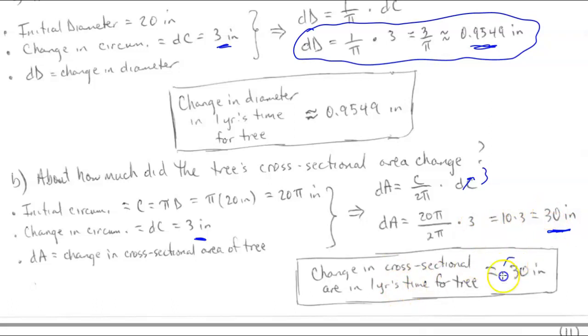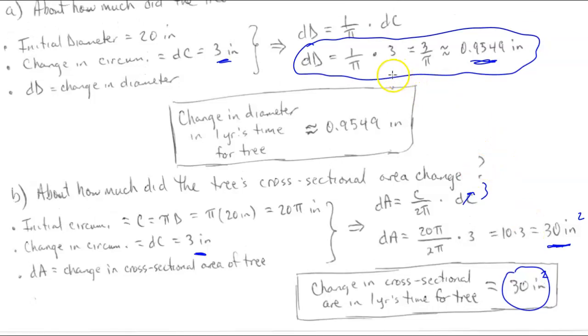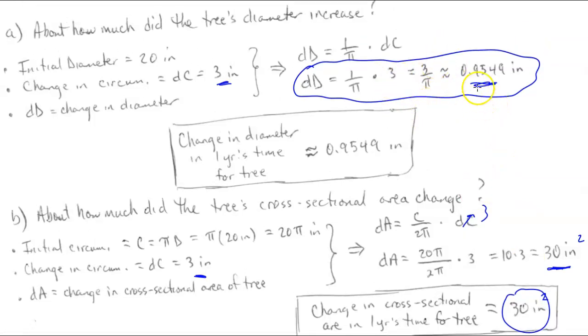And so, in short, when the circumference of our tree changed by 3 inches, the area changed by, and this should be square inches, by the way. Yep. The area changed by 30 square inches, and the actual diameter changed by close to an inch. All right, let's look at the next example.